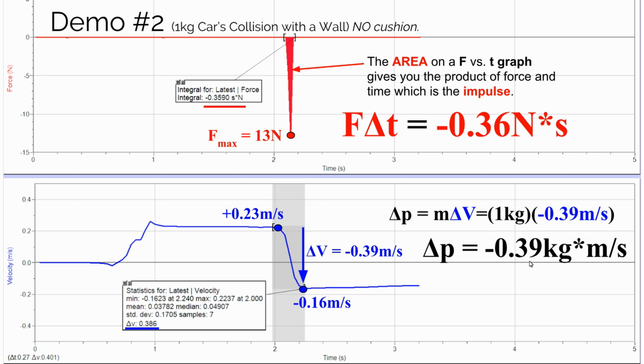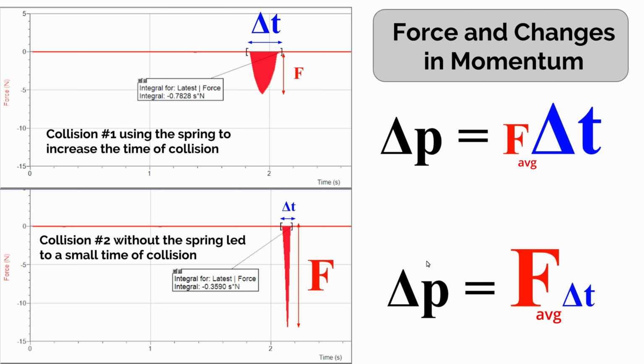So now we have a second trial experimentally showing that the product of a force times time is pretty much the same as the object's change in momentum. When we look at both of our results, so this was collision number 1, using the spring to increase the time of collision. That collision happened over a long time, and the force was fairly small.